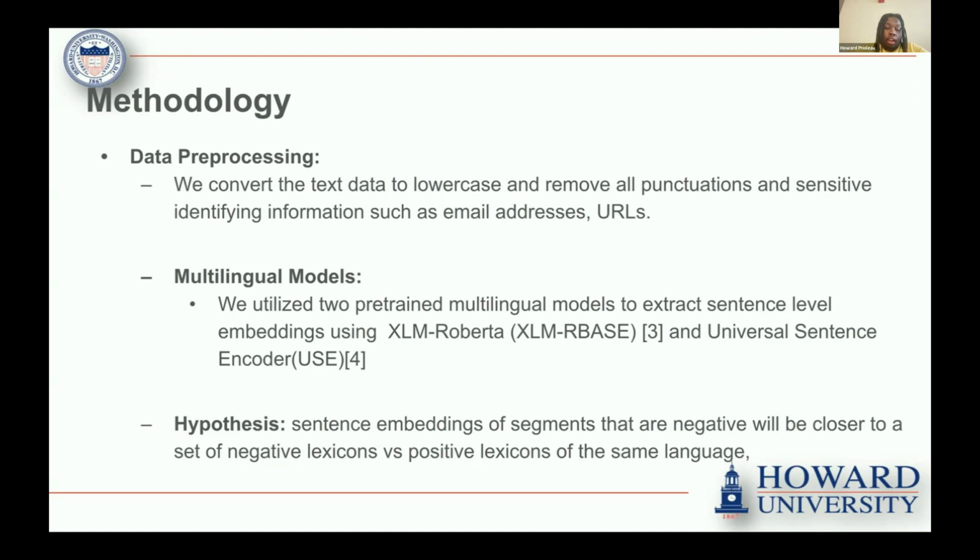And then our focus was on two pre-trained multilingual models to extract sentence level embeddings, and we used XLM Roberta and Universal Sentence Encoder from Google. And our hypothesis was that sentence embeddings of segments that are negative will be closer to a set of negative lexicons versus positive lexicons of the same language.